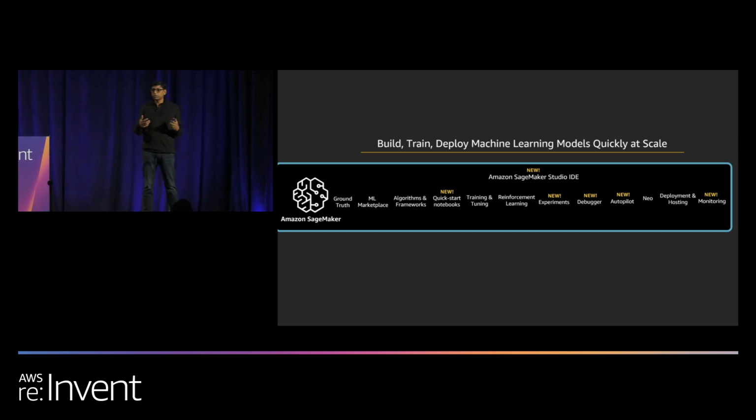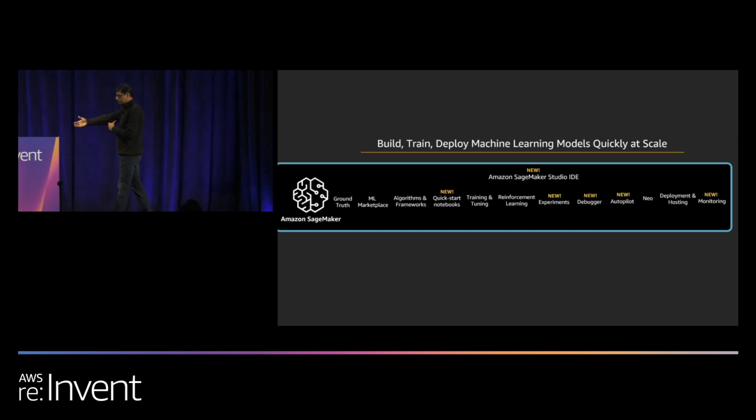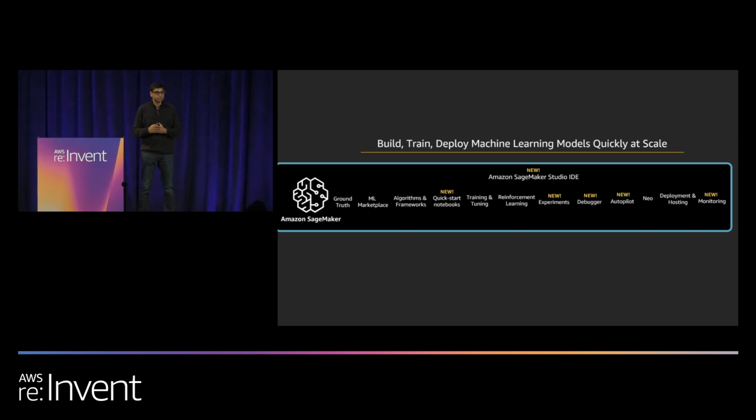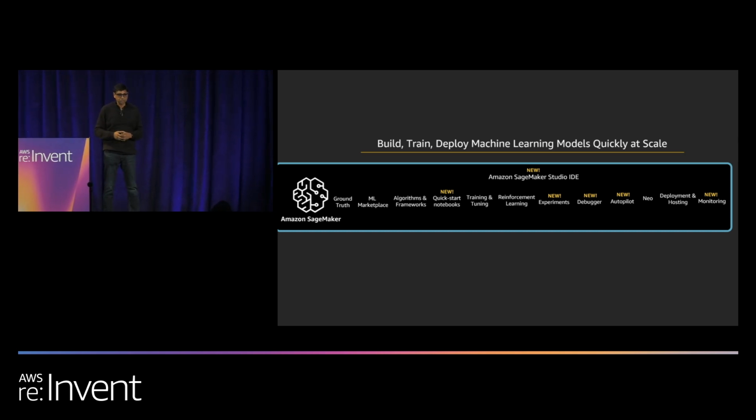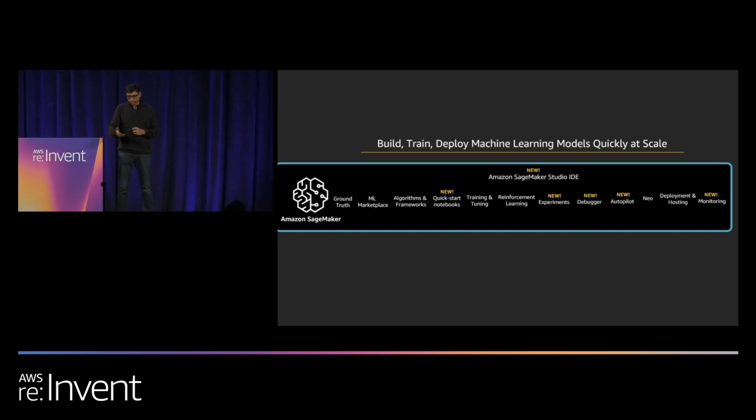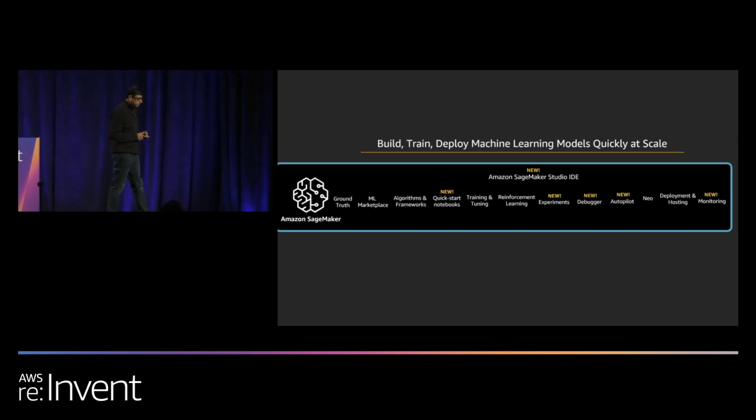How do I share? How do I collaborate with different fellow developers in my group? How do I isolate? If I am doing some work and then I want to hand it over to one of my other developers, how can I do a seamless transition? So to respond to that, we came up with Quick Start Notebook. Please feel free to try those out.